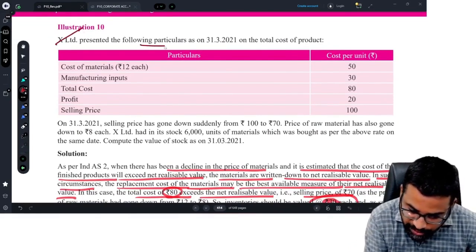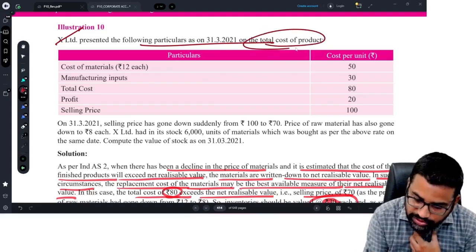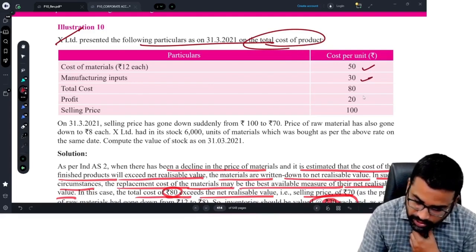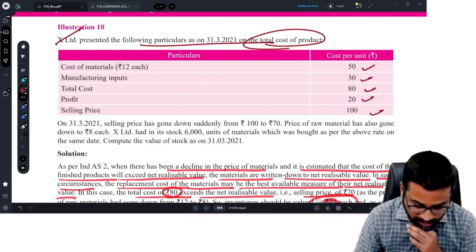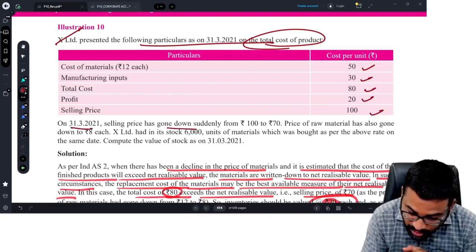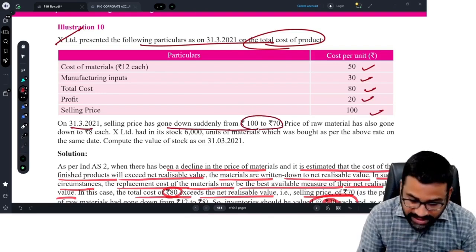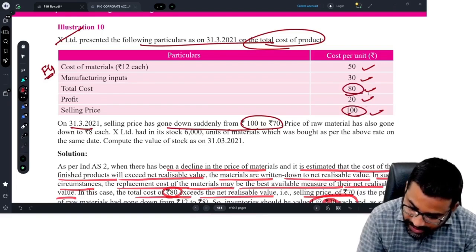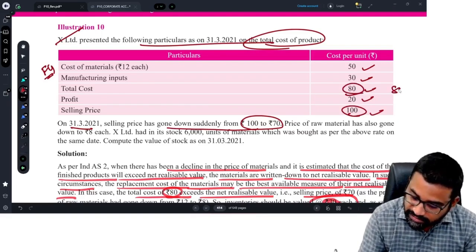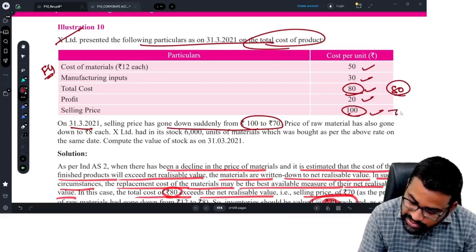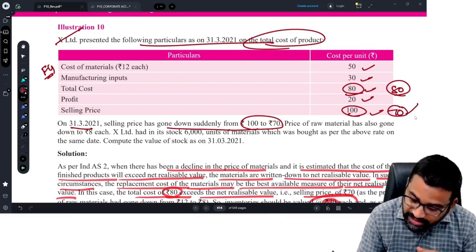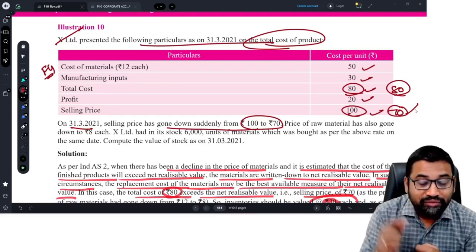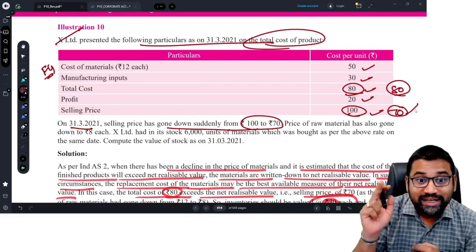X Limited presented the following particulars on 31st March 2021 on the total cost of the product. Cost of materials 50, manufacturing inputs 30, total cost 80, profit 20, selling price 100. On 31st March 2021, the selling price has suddenly gone down from 100 to 70. Actually, this is the finished good. What is the selling price? 100. And the cost is 80. So cost or NRV, whichever is lower, means 80. But suppose the selling price is now 70. 70 or 80, whichever is lower, means 70. That means the finished goods are valued at NRV, since NRV is less than cost. I told you, when the NRV of the finished good is less than cost, then raw material is valued at replacement cost.